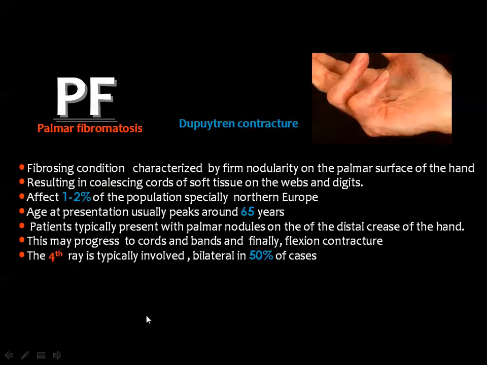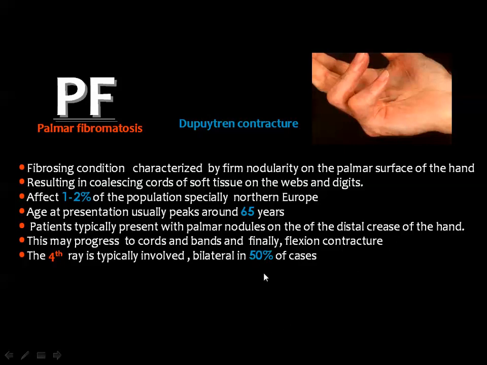Palmar fibromatosis is also known as Dupuytren contracture. This is a fibrosing condition characterized by firm nodularity on the palmar surface of the hand. It is very commonly seen in the fourth ray, typically the fourth finger or the fourth metacarpal, and also maybe the fifth as well.